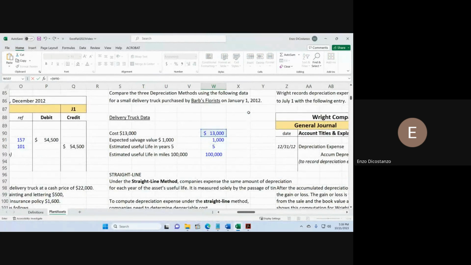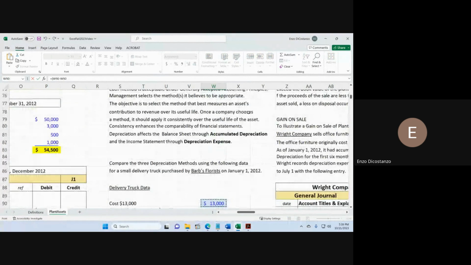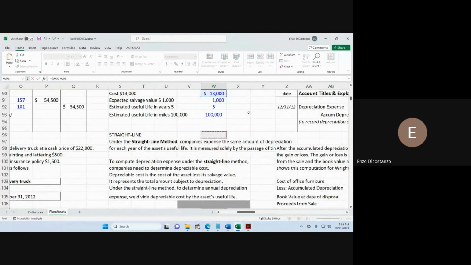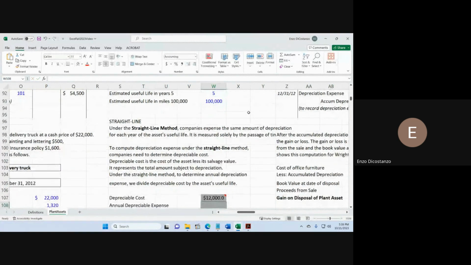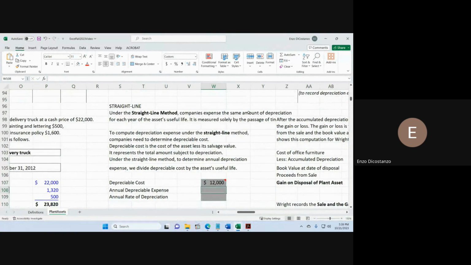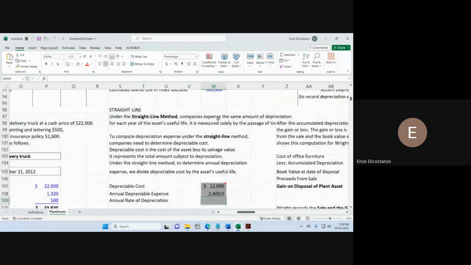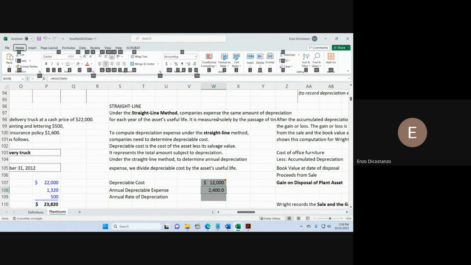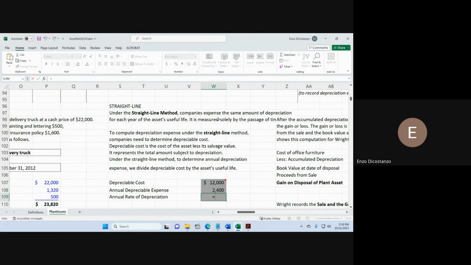is 13,000 minus 1,000. The expense is that 12,000 over the 5 years. And the rate is the 2,400 over 12,000.